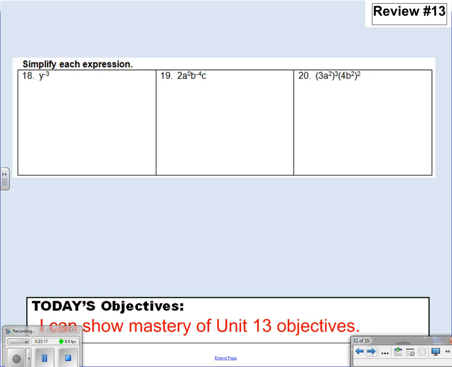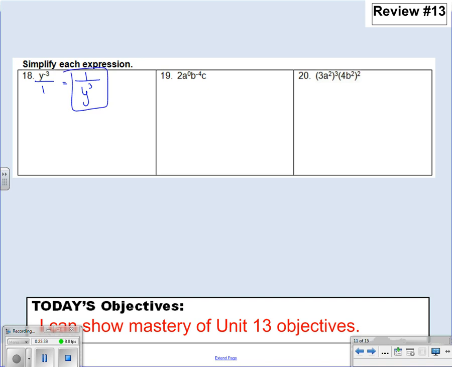The rest of the problems are in random order of the topics, and this is just to see, can you figure out where they come from and be able to do them. So number 18, we have a negative exponent. I'll put that over 1 because now I'm going to move it and change it. It moves to the bottom, changes to a positive.